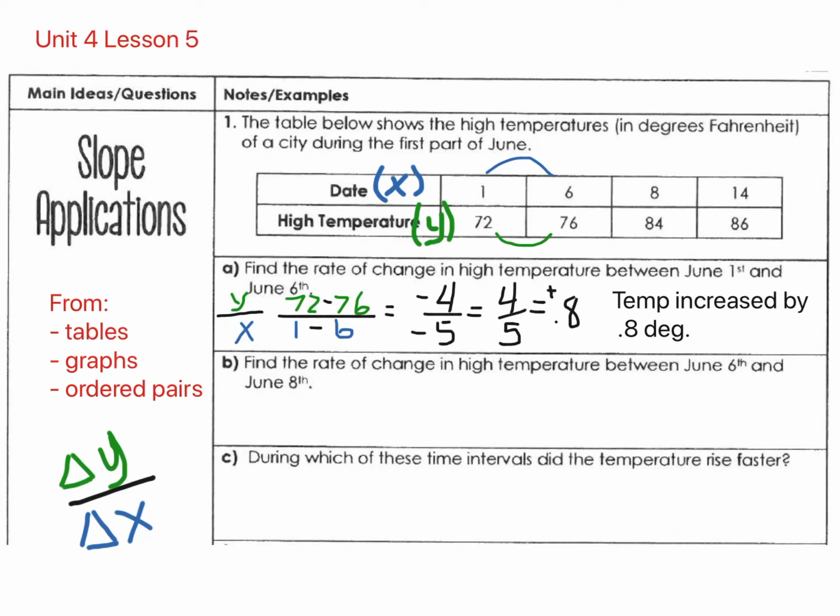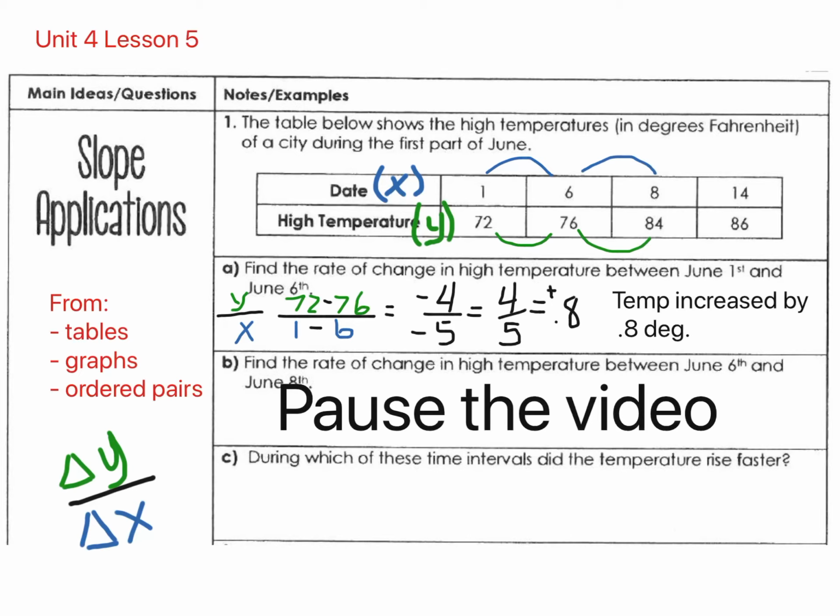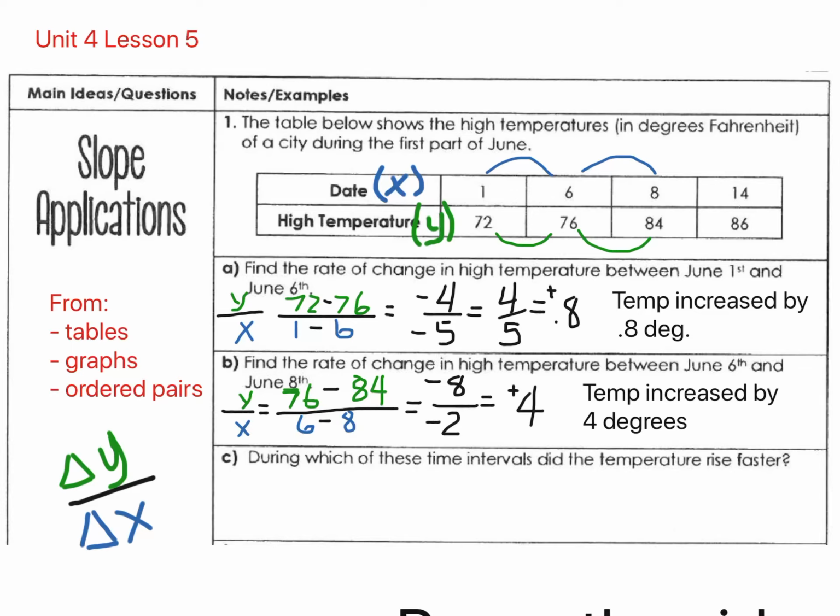Part B, find the rate of change in high temperature between June 6th and June 8th. So I'd like for you to pause this video and try to do on your own June 6th to June 8th the same way that we did part A. All right, so I have gone ahead and completed part B. You should have gotten a positive 4 for your slope, which means that the temperature increased by approximately 4 degrees each day. All right, now part C. During which of these time intervals did the temperature rise faster? And this one should be pretty simple. Which one is bigger, 4 or 0.8? And so June 6th to the 8th, it was a rate of change of 4, which is faster.